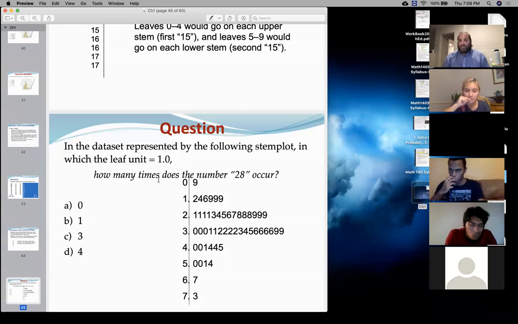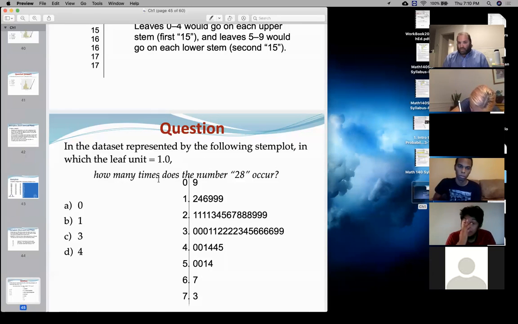Actually, I misread the question. I apologize. The leaf unit, see all those dots that are in the vertical line? I thought those dots meant for them to be decimals, 1.2, 1.3, and so on. They're not. Those dots shouldn't be there. It's a mistake. The leaf unit is 1, which means the first number is straight up 9, not 0.9, but 9.